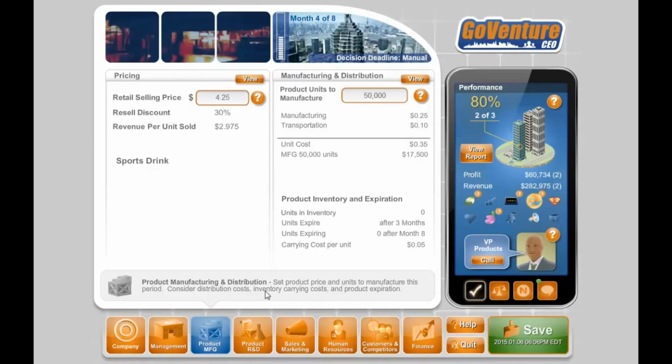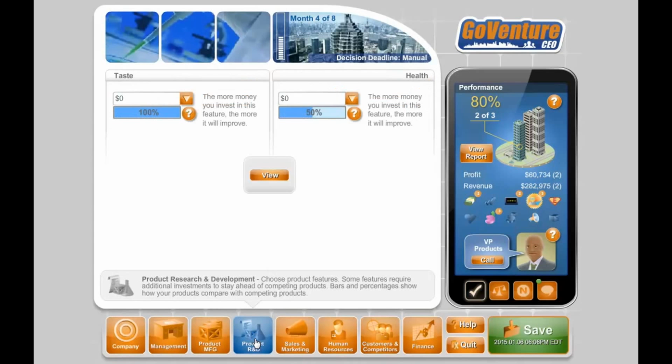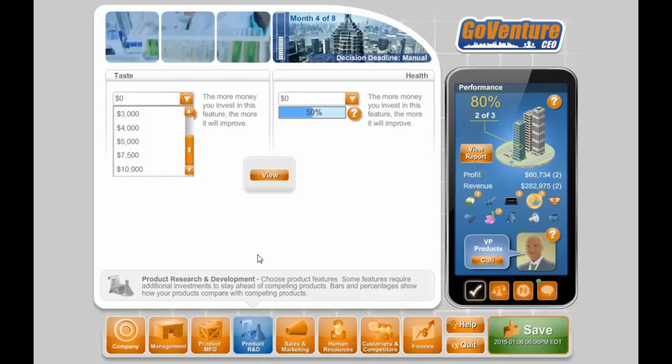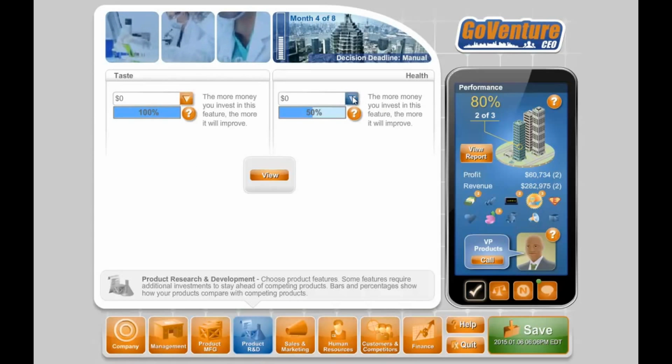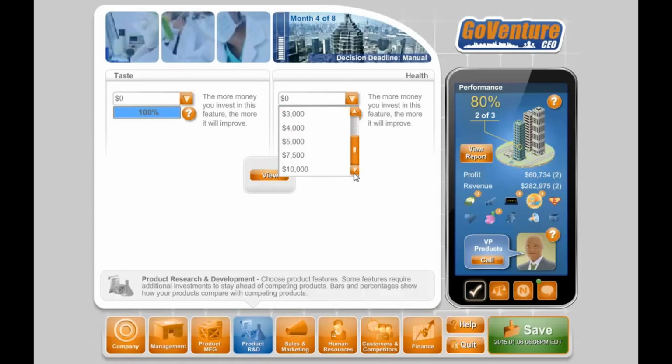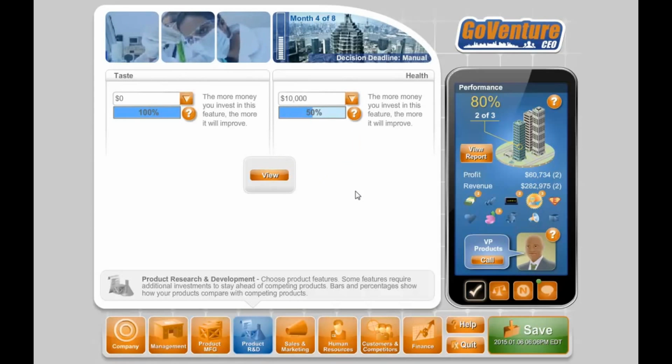Next up is Product R&D, which we get to by clicking on the orange Product R&D button. Here at Product R&D, you will invest in the features that help to differentiate your product from your competition. In this case, you can invest up to $10,000 per month to improve the taste and/or up to $10,000 per month to improve the health properties of your sports drink. Matching your product features to the features desired by consumers in your market will help you to sell more product.